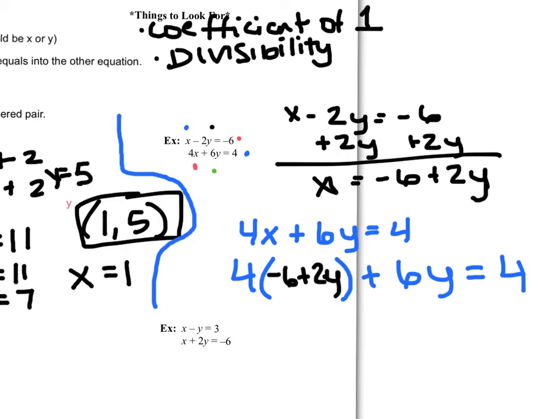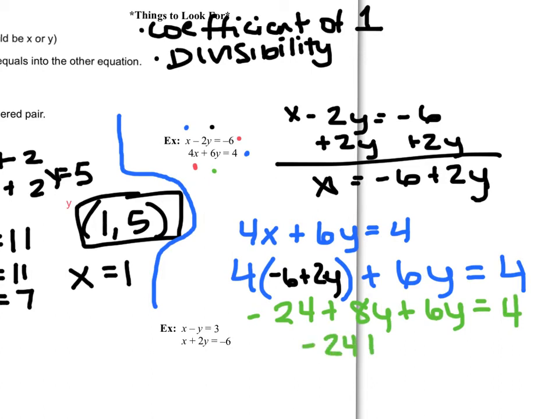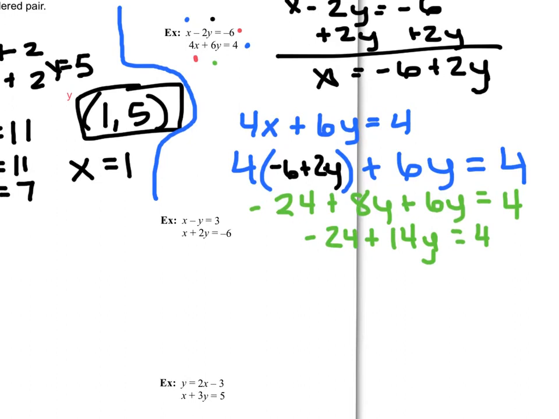Now I'm going to solve that like normal. So to do that, we would just distribute, and you get -24 plus 8y. Bring down the plus 6y equals 4. Combine like terms, -24 plus 14y equals 4. Now it's time to isolate y, so we've got to get rid of that -24, so we'd add 24 to both sides, so 14y equals 28. Divide both sides by 14, y equals 2.